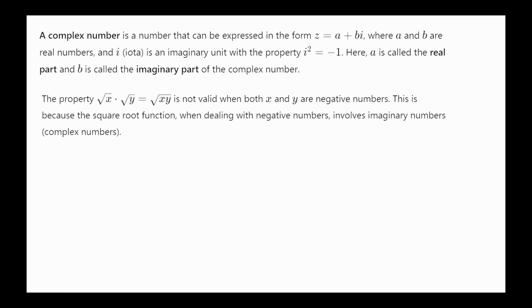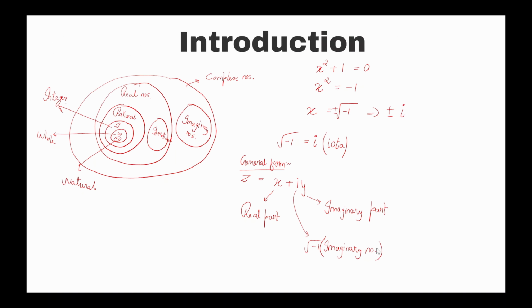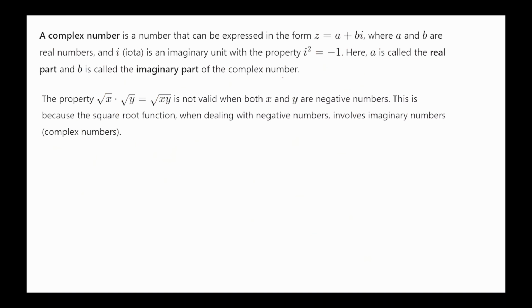Now again, the same things have been mentioned here. A complex number is a number that can be expressed in the form z is equal to a plus b iota, where a and b are real numbers and iota is an imaginary unit. So here x and y are of course real numbers. Now this iota y, the entire thing, transforms into the imaginary part, where iota square is equal to minus 1. Here a is called the real part and b is called the imaginary part of the complex number. So I hope you have understood up till here.